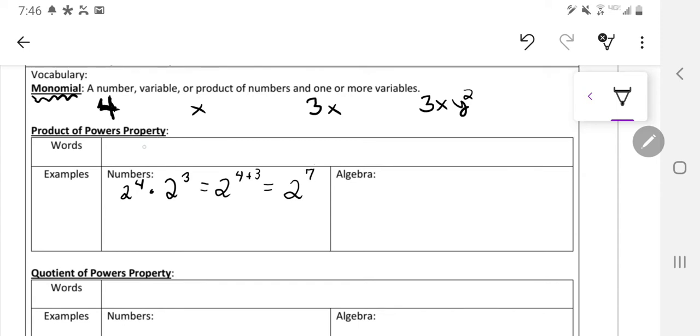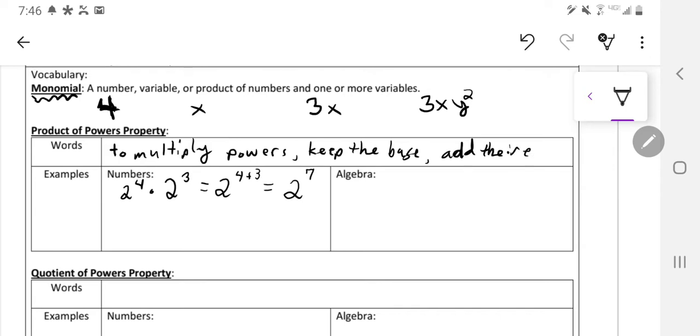All right? So what we say here is we say to multiply powers, keep the base, add their exponents.